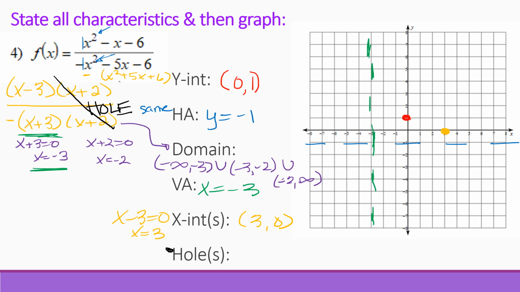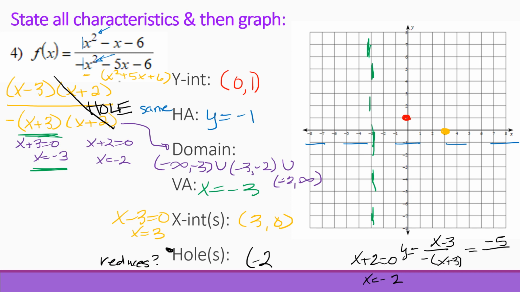For the hole, that is the same factor in numerator and denominator. What reduces? The x plus 2. So I'm going to set x plus 2 equal to 0 and solve to get x equals negative 2. That is the x coordinate of my hole. I will then substitute negative 2 into anything left in the function. I have x minus 3 over negative parentheses x plus 3. I'm going to substitute a negative 2 for each of those to solve for the y coordinate. So negative 2 minus 3 would give me a negative 5. And the negative of negative 2 plus 3 would give me a 1.